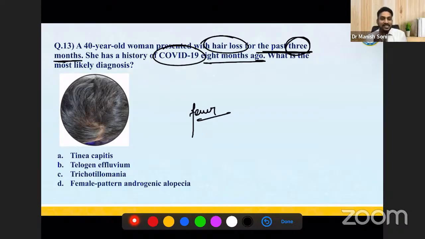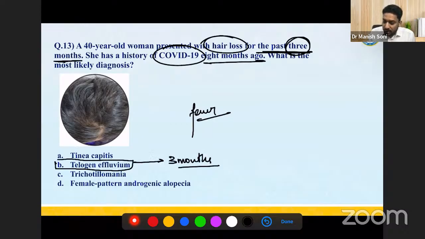Okay, so when excessive hair loss starts after some predisposing factor like fever, pregnancy, typhoid fever, COVID infection, that is known as telogen effluvium. And telogen effluvium generally starts after 3 months. Why? Because the telogen phase lasts for 3 months. So here also it has started after 3 months, like 3 to 5 months it can start. So this is a case of telogen effluvium.